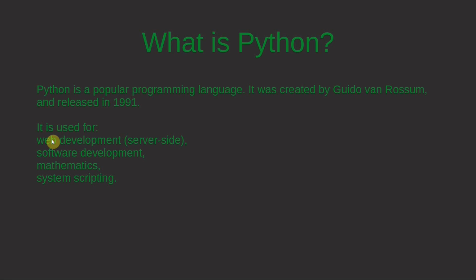What is Python? It is used for web development, server side. It is used for software development. It is used for mathematics. It is used for system scripting. If you don't know what system scripting is, go to the link pointed up there.